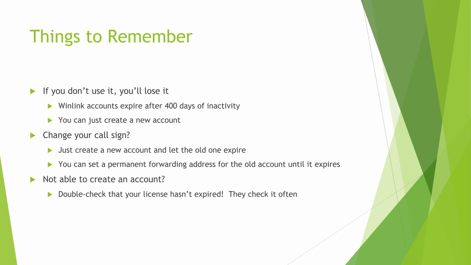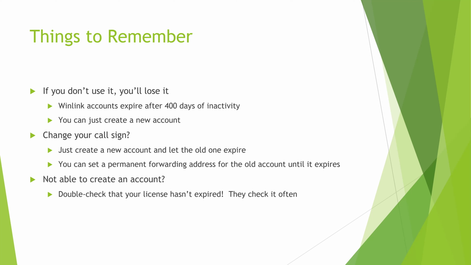Okay. Things about Winlink to keep in mind. If you get a Winlink account and you don't ever use it, it'll go away. They expire Winlink accounts after 400 days of inactivity. Okay. So if it's been more than 400 days since you created your Winlink account and you haven't used it, you're going to have to create a new one. And any messages that you had are gone. Okay. So keep that in mind.